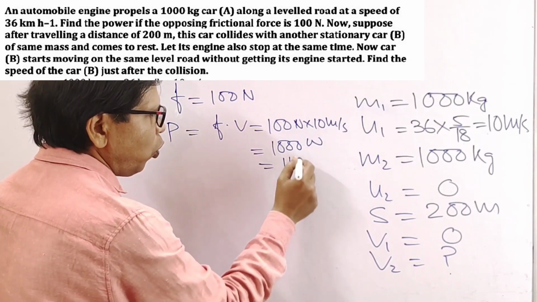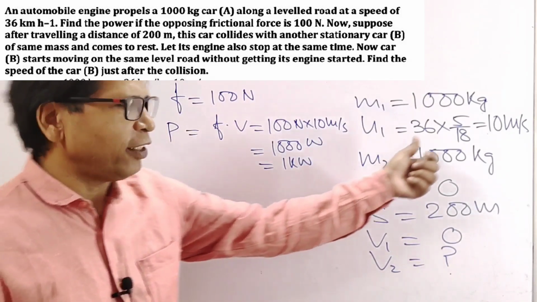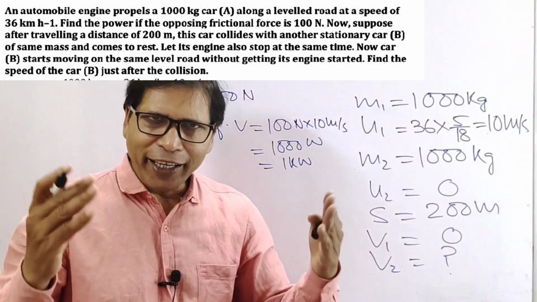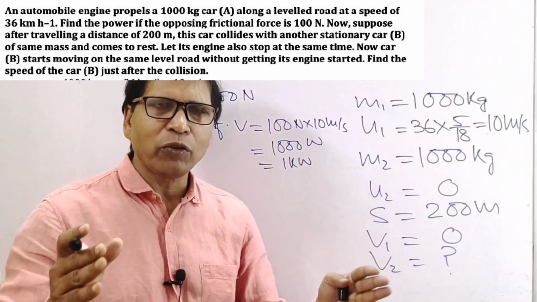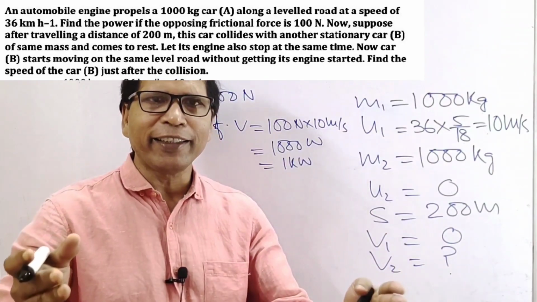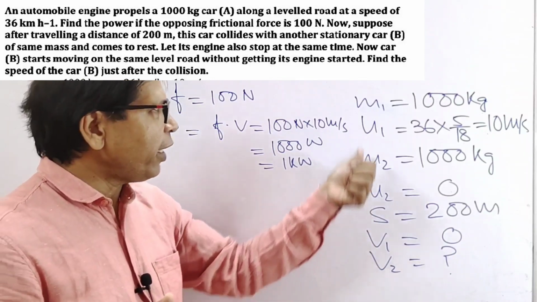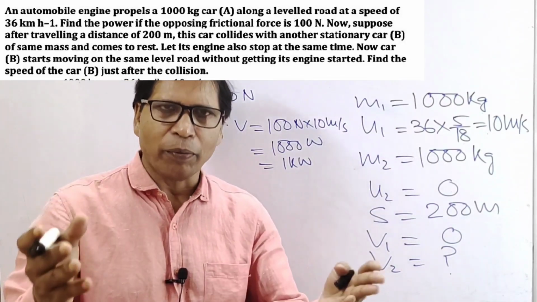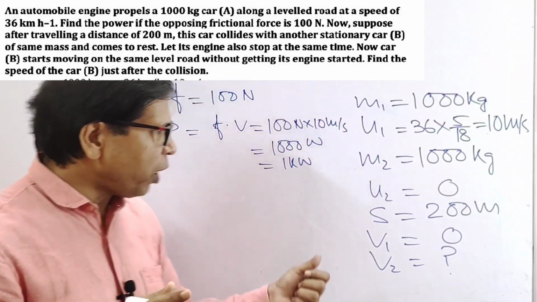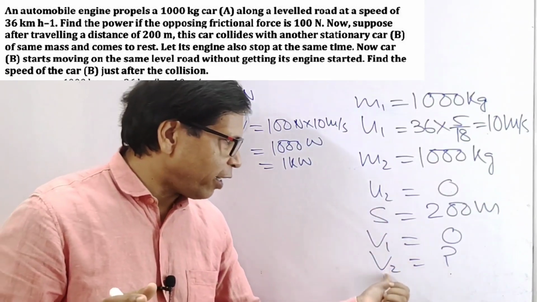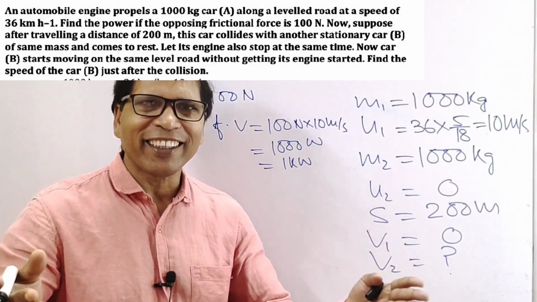Therefore 1 kilowatt is the power of the engine. Now next question. This car collides with another identical stationary car at rest and the engine of the car gets stopped. What will be the velocity of the second car V2 after collision?